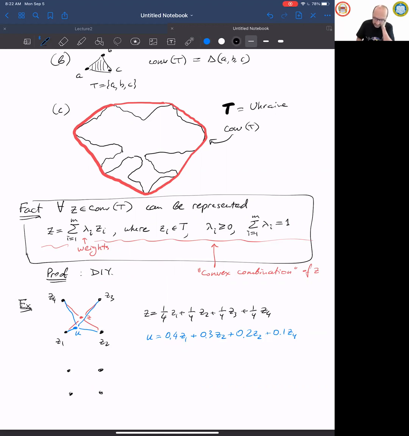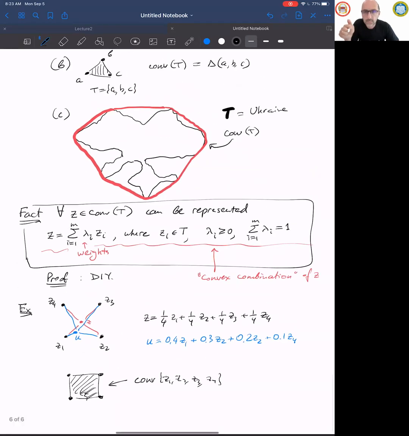Okay, now imagine you continue playing with the strengths, with the weights, and you put all different weights. Then where can these points be that you can represent this way? Well, you can put a point here, you can put a point in the middle, you can put it close to Z1, close to Z2 and close to Z3, and everything in the middle. So if you vary these weights lambda, you can cover the entire square. And that's why this will be the convex hull of this point set Z1, Z2, Z3, Z4. That's an illustration for this fact. Okay, convex combination clear?